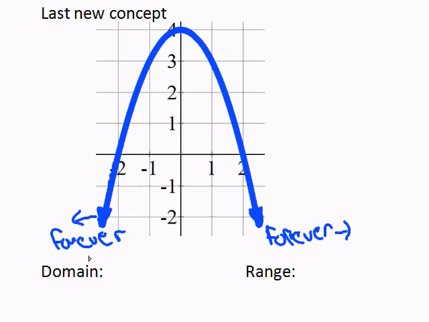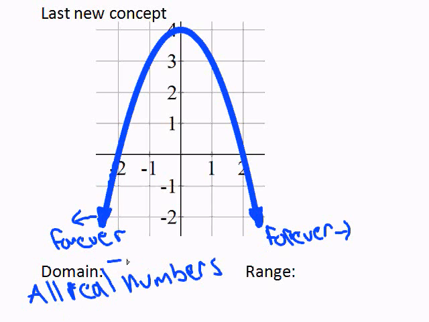So in this case, if it goes on forever both directions, to the left and to the right, or to the bottom to top, in this case just the left and right, we say that the domain is all real numbers. Now the reason again we say all real numbers is because it's every single number to the left and every single number to the right. So we say all real numbers.